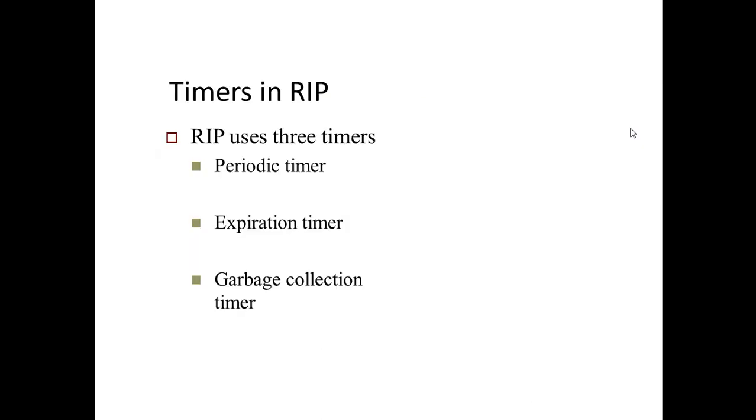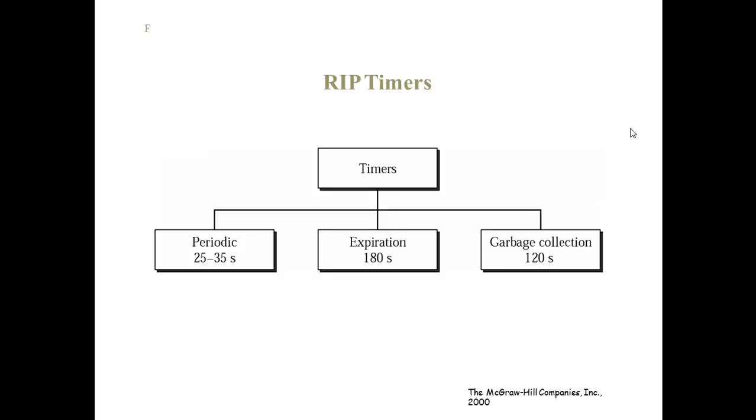So let's talk about something that is known as timers in RIP. You know that a timer is basically something that maintains the time log. So you can have three timers in this RIP protocol. The first one is the periodic timer, the second one is the expiration timer, and the third one is the garbage collection timer. The periodic timer is about 25 to 35 seconds. It updates itself after this period of time.